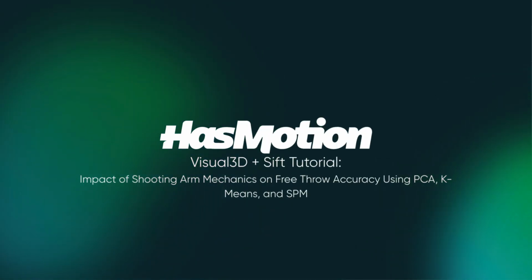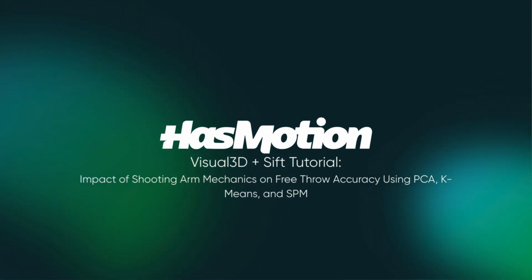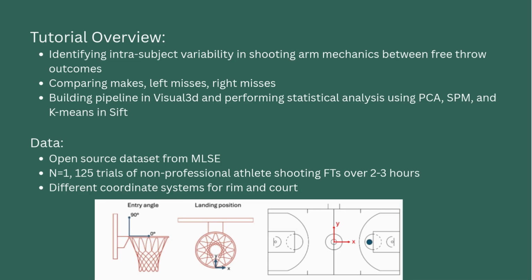In this video, we will be going through a tutorial showing how to analyze shooting arm mechanics in basketball for free throw shooting and use statistical analysis methods in SIFT to identify patterns. This tutorial uses a case study of n equals 1, whereas most existing research looks at larger groups.